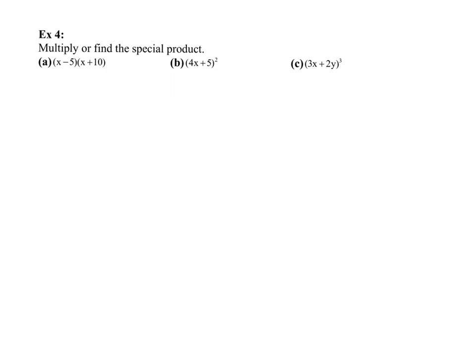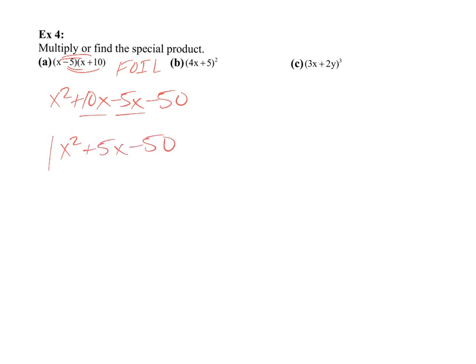Okay, multiply or find the special product. All right, we're multiplying 2 binomials here. So we have to FOIL, first, outer, inner, last. All right, so we have x squared plus 10x minus 5x minus 50. All right, combine like terms, and we have x squared plus 5x minus 50. Done with that. For the next one, here is the most classic mistake I see students make every year.